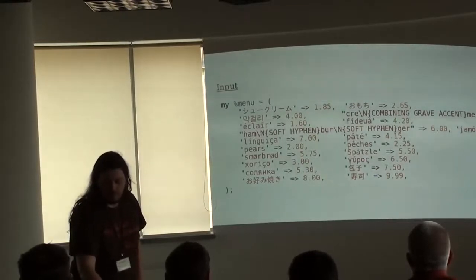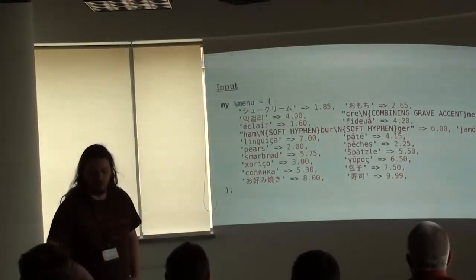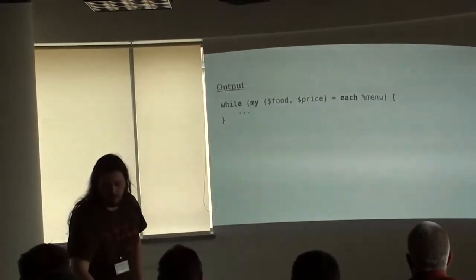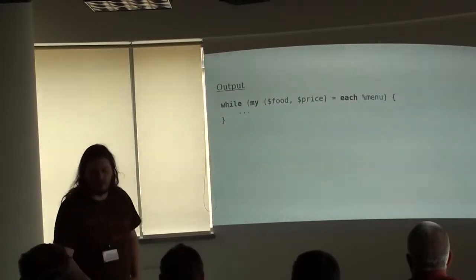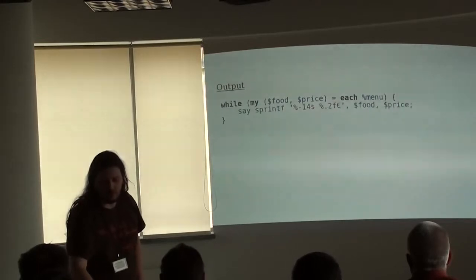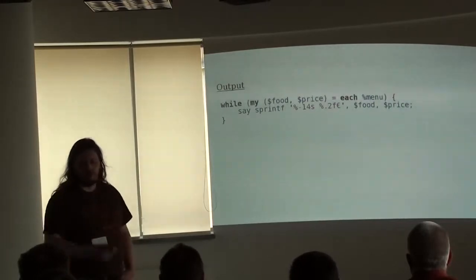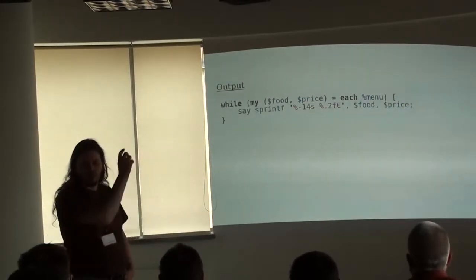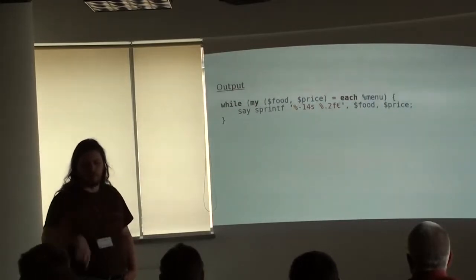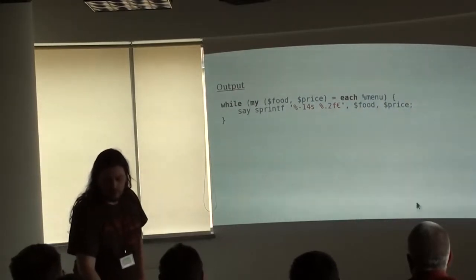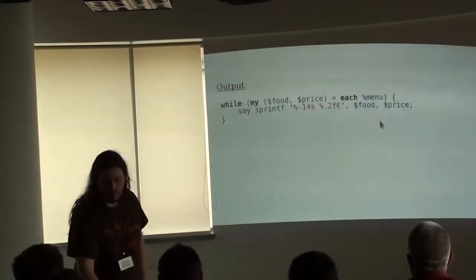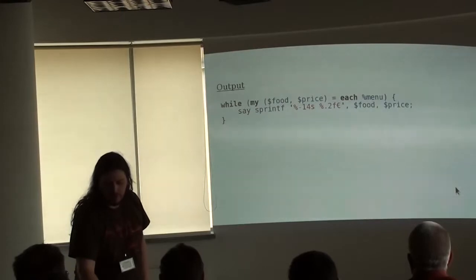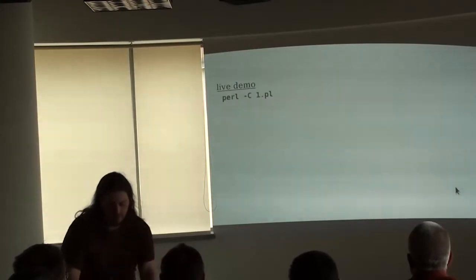So we want to print them like in a menu which you find on a table, all neatly aligned. So we just iterate over the whole hash, get the food and the price each, and then use printf to line them up in columns: 14 characters for food, and then the euro sign afterwards, and 2 characters after the decimal dot. And it looks like that.